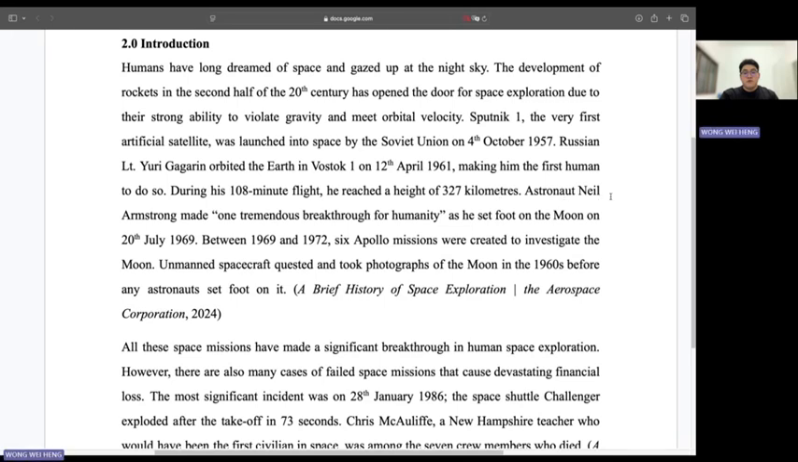Astronaut Neil Armstrong made one tremendous breakthrough for humanity as he set foot on the moon on 20th July 1969. Between 1969 and 1972, 6 Apollo missions were created to investigate the moon. Unmanned spacecraft explored and took photographs of the moon in the 1960s before any astronaut set foot on it.